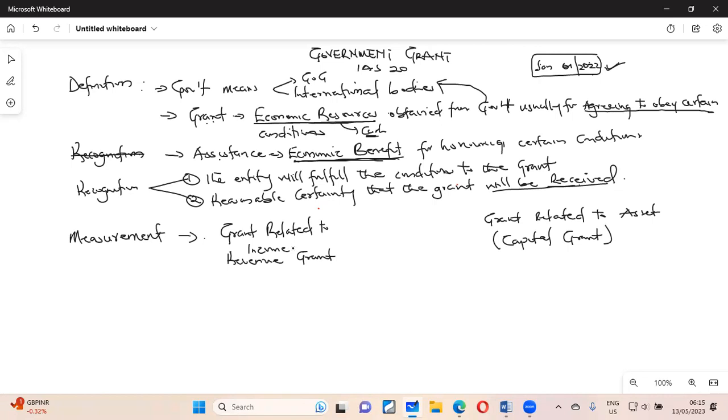If the grant that is given is to help you incur some expenses, then it is a revenue grant, all right? But if the grant given is to help you purchase some assets, then it is a capital grant, all right? So those are the two things you need to understand. Now, under each of these types, we have two treatments, okay? So I'm going to discuss quickly the methodologies for dealing with the grants.